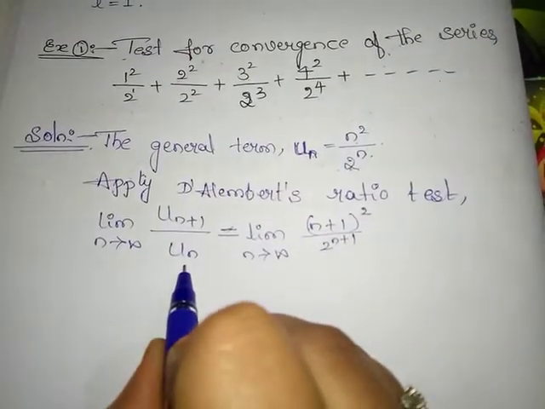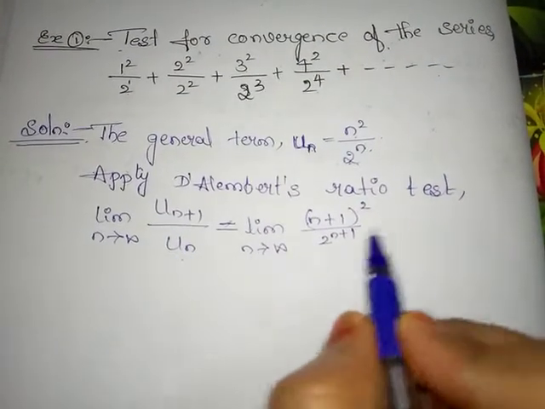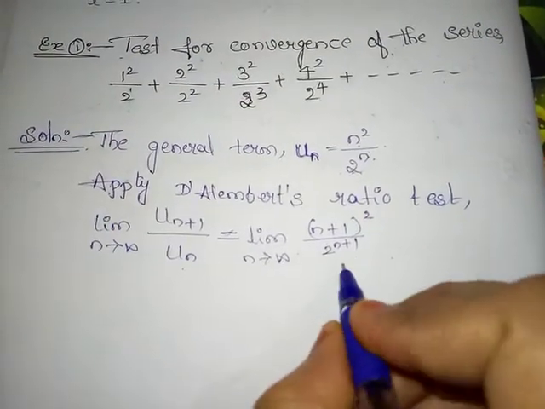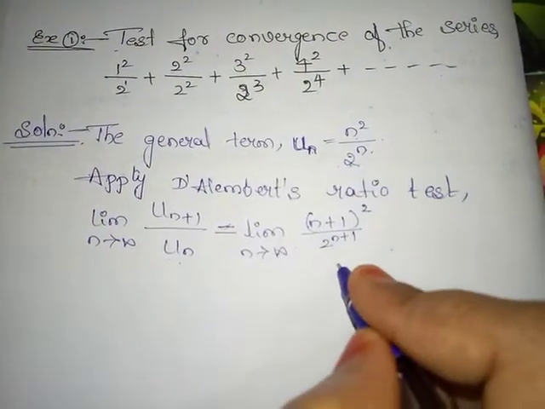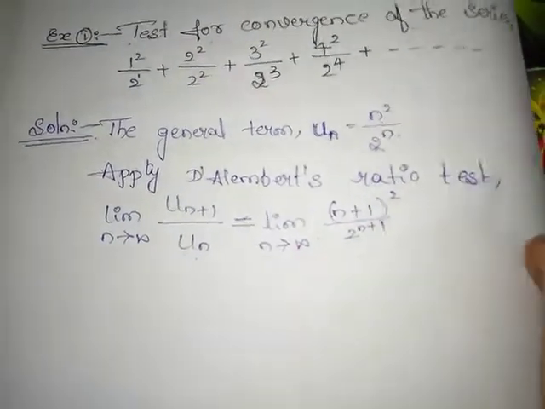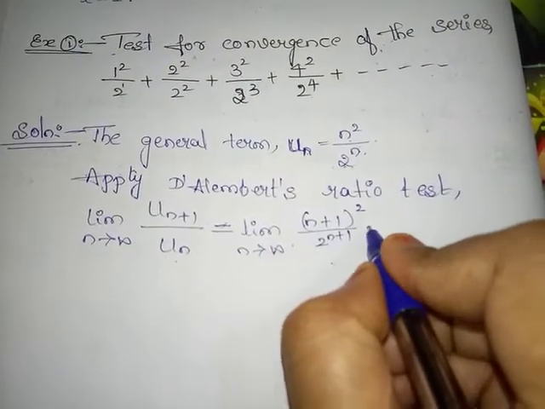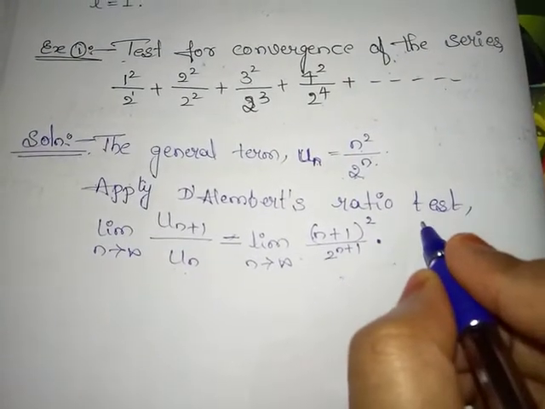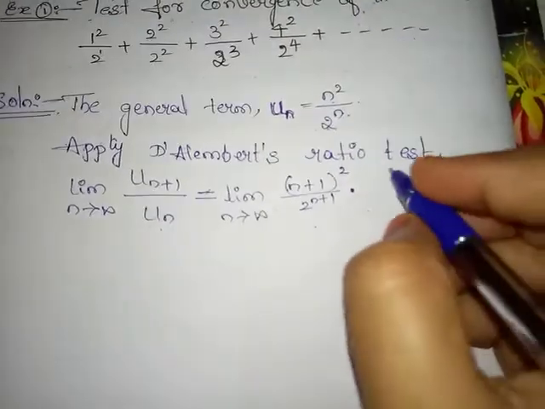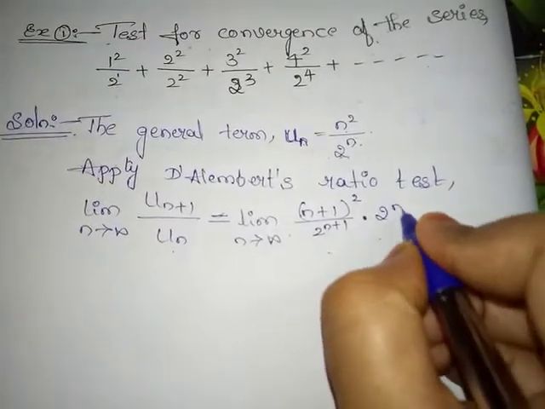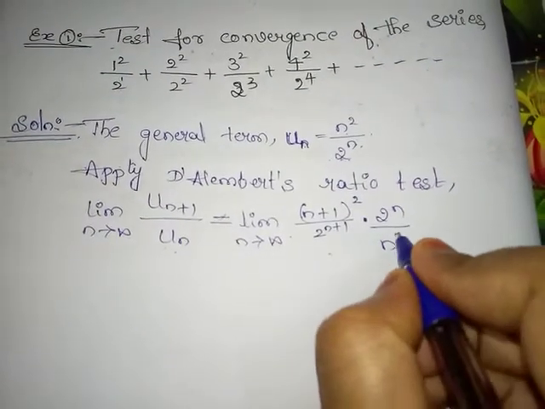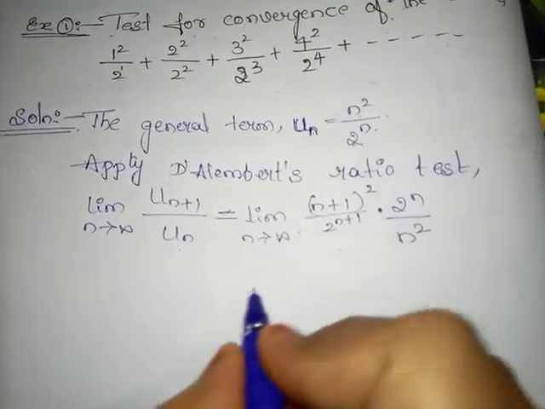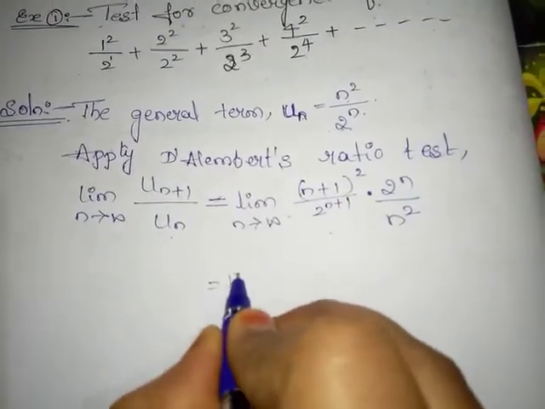Now the denominator term, when we write it as a whole divided by this one, it will be what? n square divided by 2 raised to n in the denominator. In place of that I will write, when we take this in multiple, 2 raised to n divided by n square. I think you know this one. Okay, now which is equal to limit.